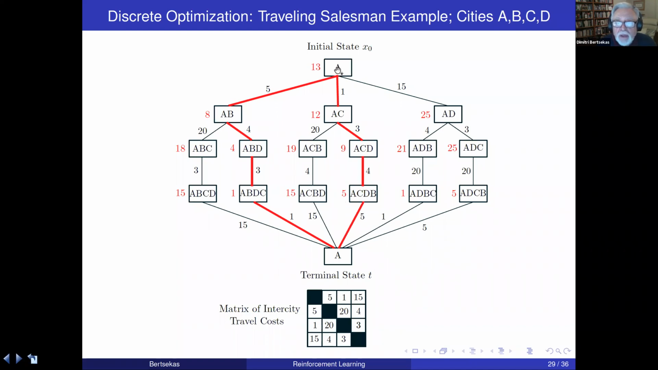Notice that having gone through the algorithm backwards and generating these red numbers, we can then go forward and generate the optimal policy. In this particular problem, there are two optimal sequences. One optimal sequence of cities corresponds to A, B, C, D, and back to A, and it has cost 13. But the same cost is attained by this tour also, the tour A, C, D, B, and then back to A.